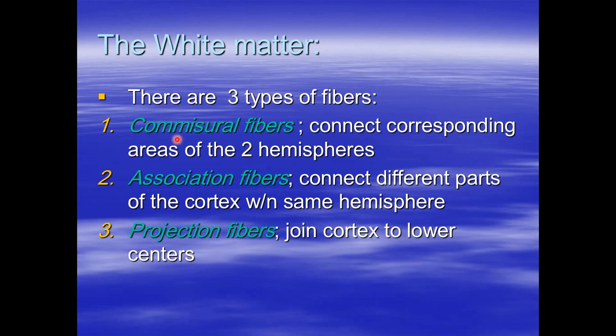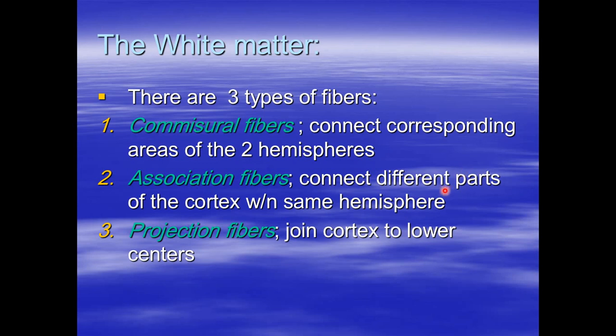While the association fibers connect different parts of the cortex within the same hemisphere. So it might connect the frontal to the occipital, for example, or the parietal with the temporal lobes. They do not cross the midline. While the projection fibers join the cortex to the lower centers. They join the cerebral hemispheres to the lower parts.